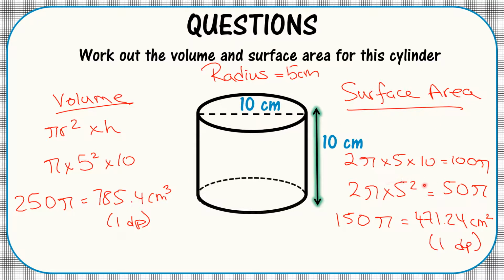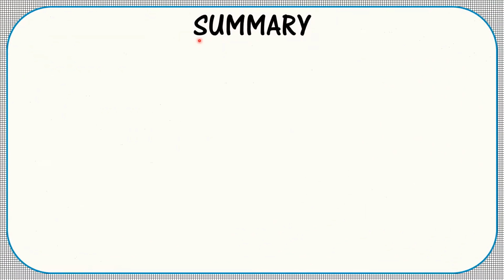For the surface area, we will do 2 pi times 5 times 10, which equals 100 pi. Then you would work out the two circles, which is 2 pi times 5 squared, which equals 50 pi. You add these two values together, so it's 100 pi plus 50 pi, which equals 150 pi, which is equal to 471.24 centimeters squared to 1 decimal place. Again, remember to use the correct units.